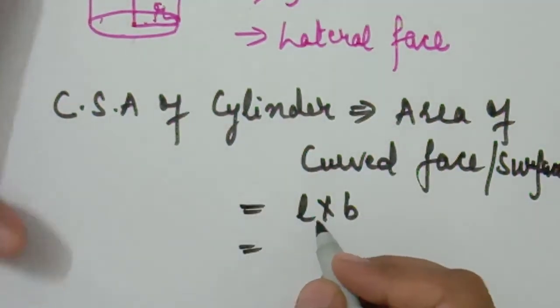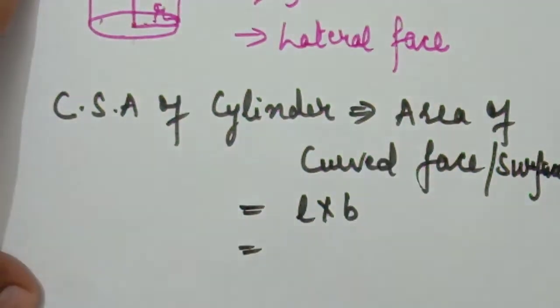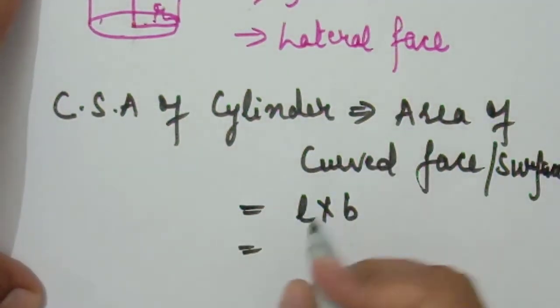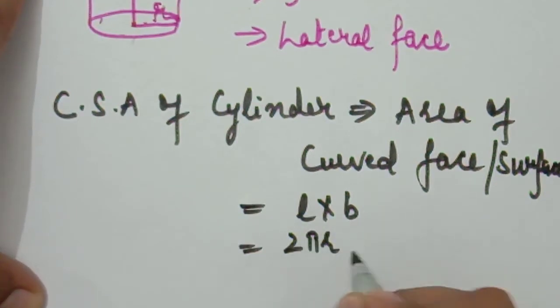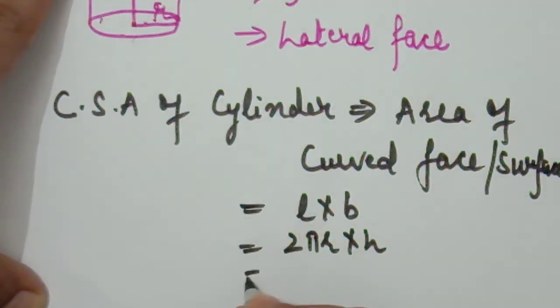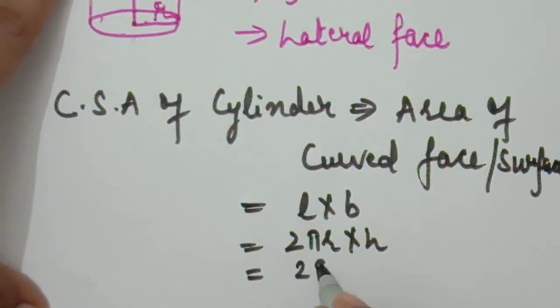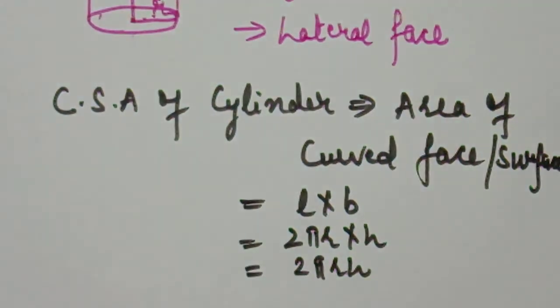If we take length as the circumference of the cylinder and breadth as the height, then the circumference of the cylinder is 2 pi r and breadth is h. If we take length as h, then we put breadth as the circumference of the circle, 2 pi r. So it's our choice, but the answer will be the same. So the curved surface area of the cylinder is 2 pi r h.